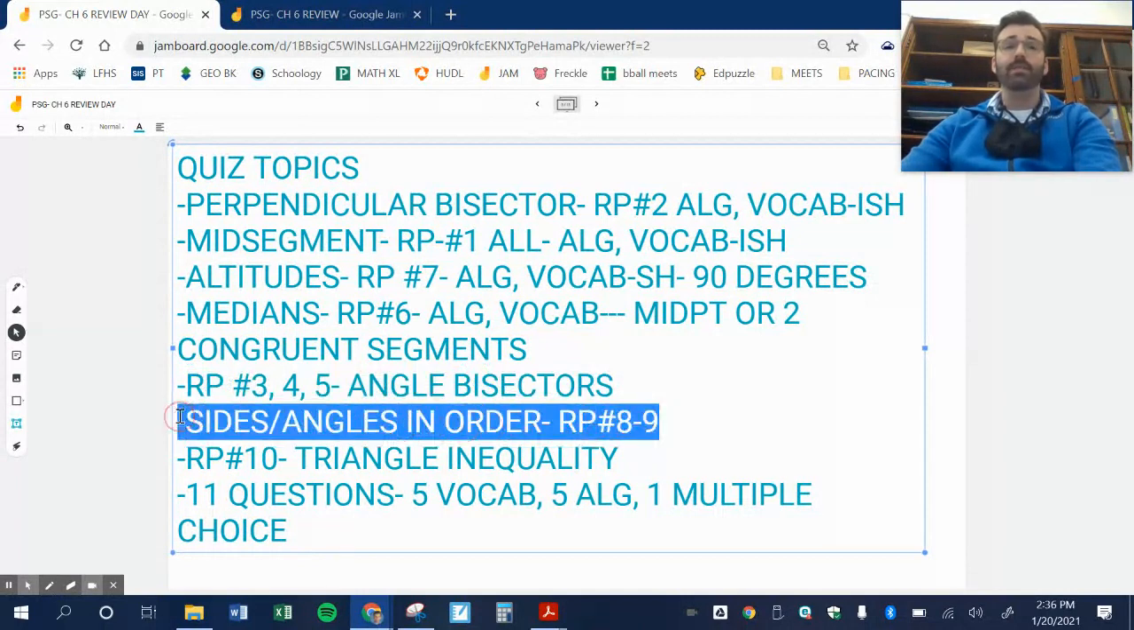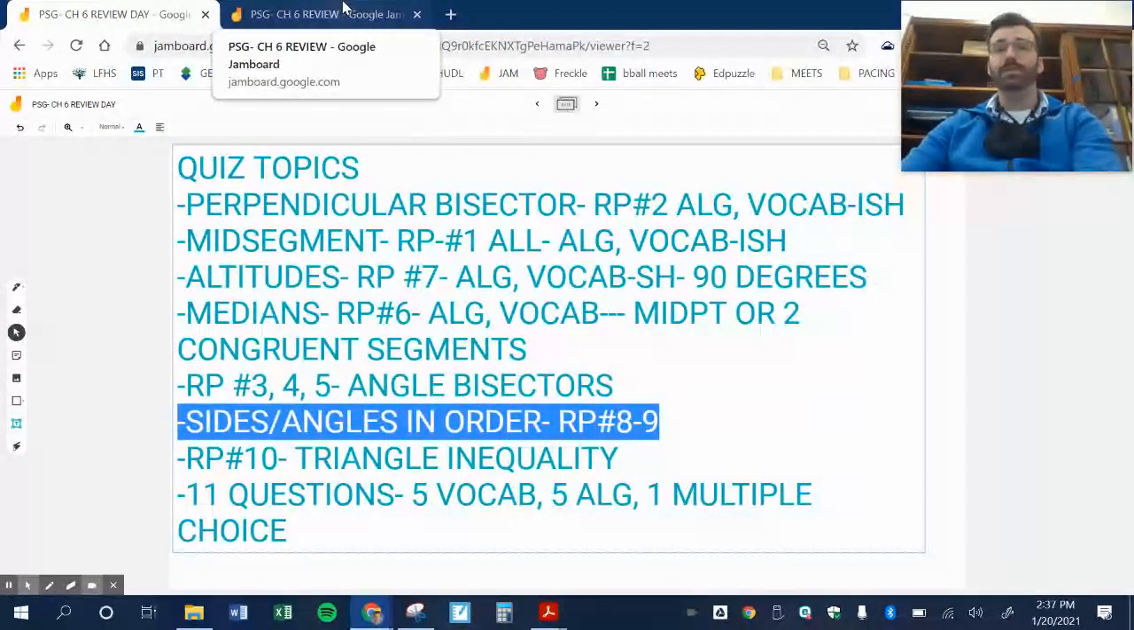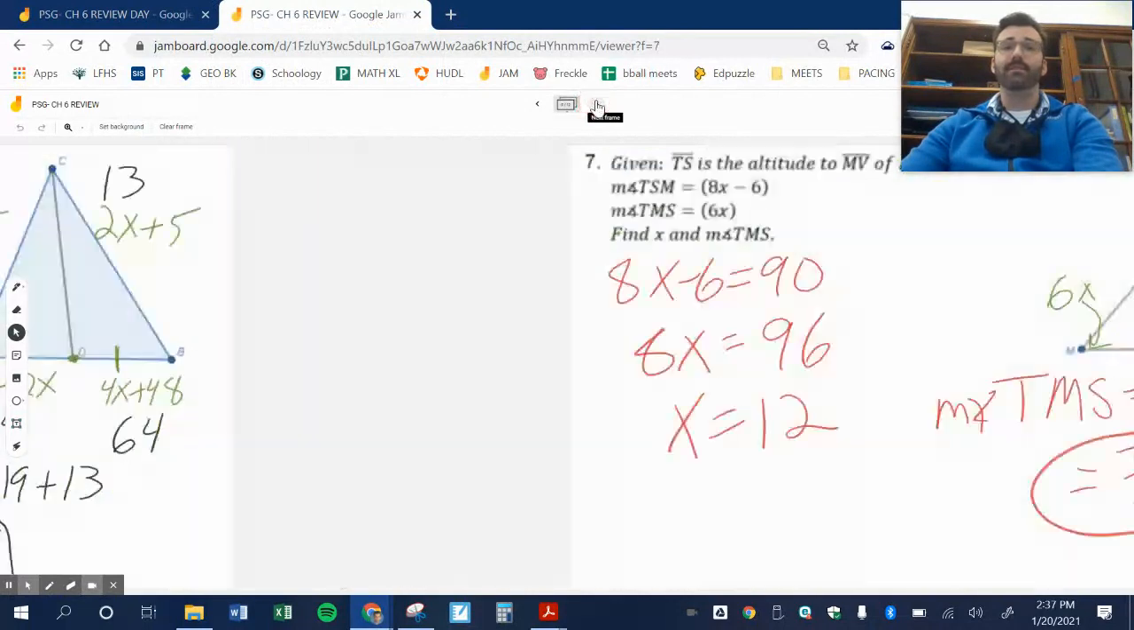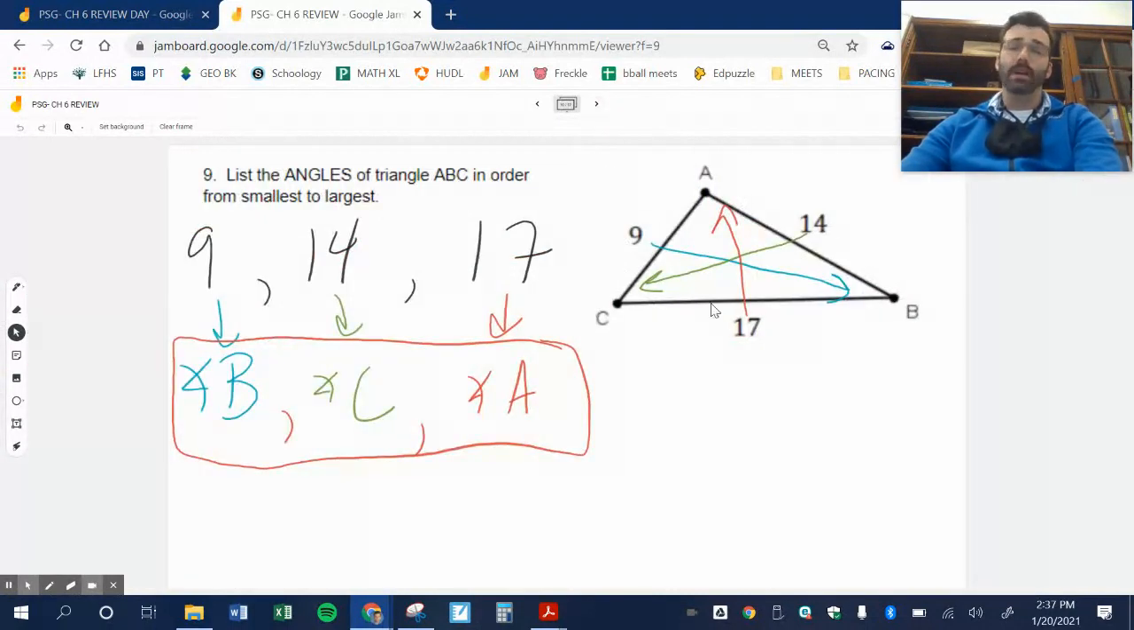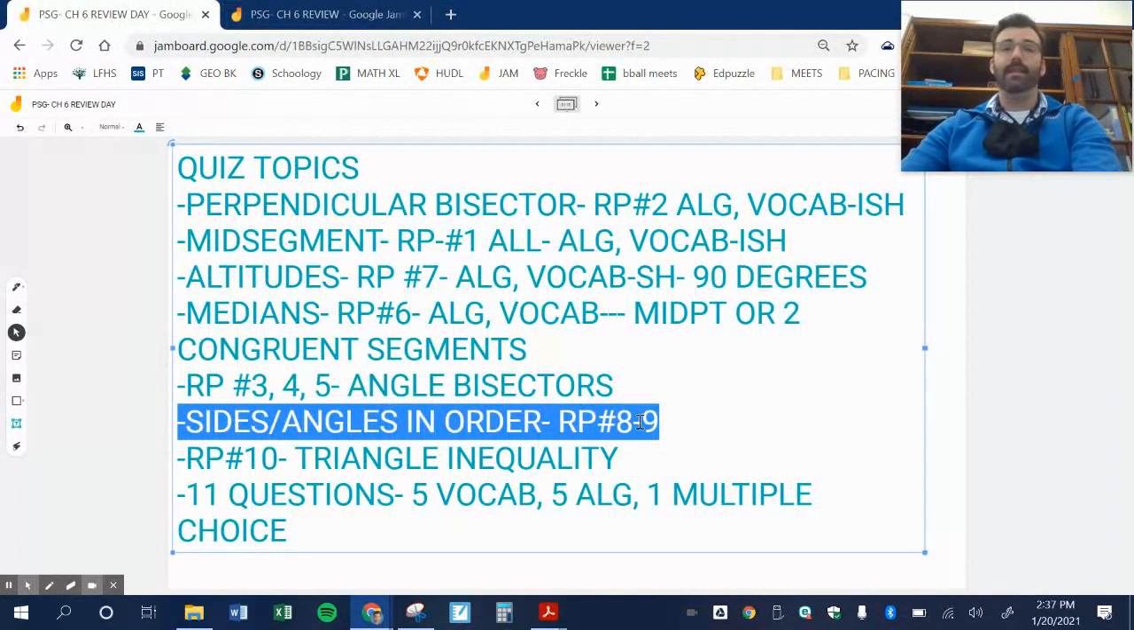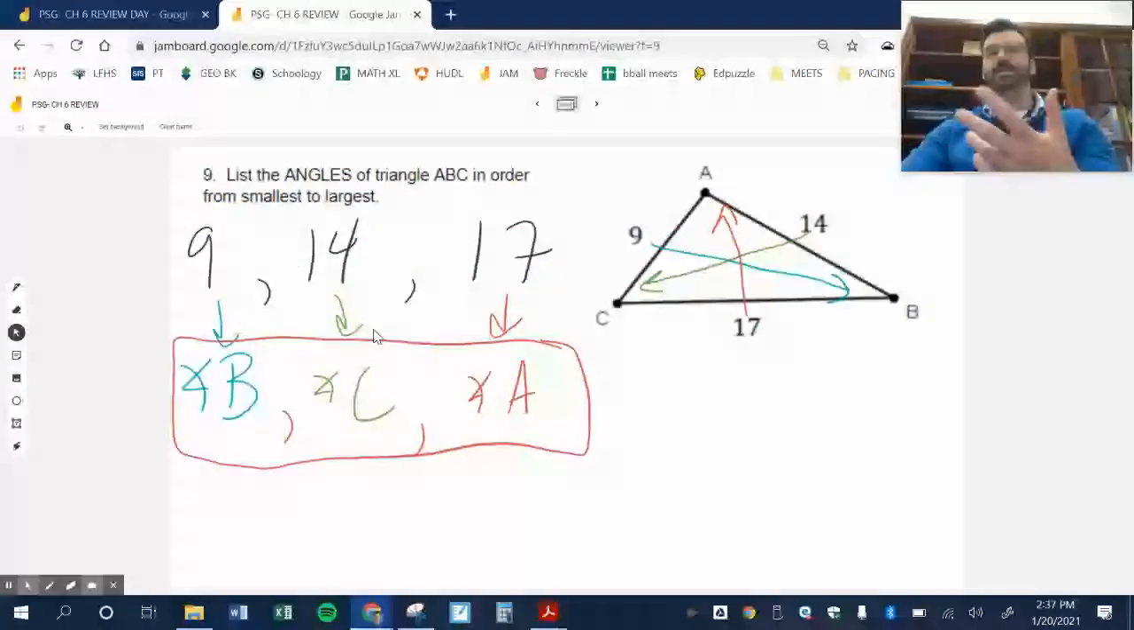Sides and angles in order, smallest to largest. That's from our first lesson of this chapter. It's something like this: smallest angle, shortest side, longest side, biggest angle. That's numbers 8 and 9. That's something you could expect to see tomorrow. Maybe like, put these in descending order. Just something similar to this.